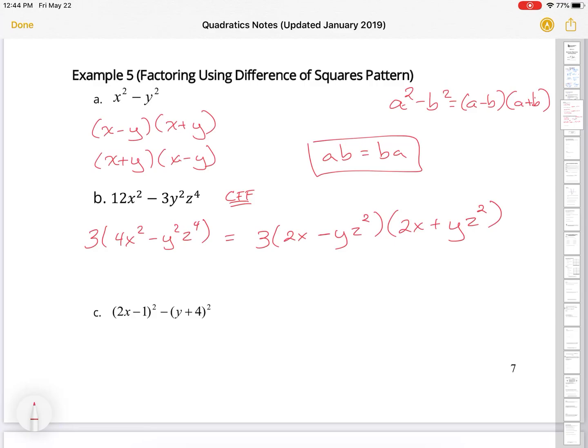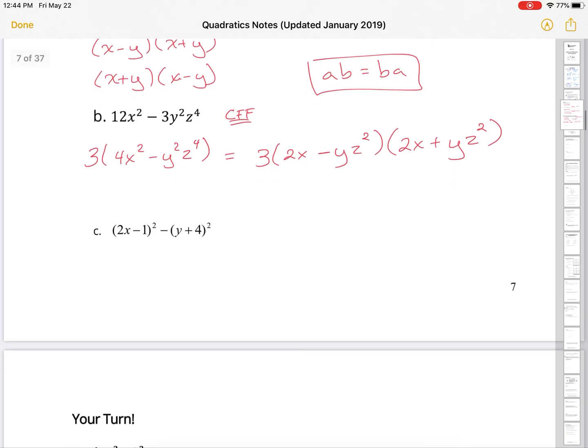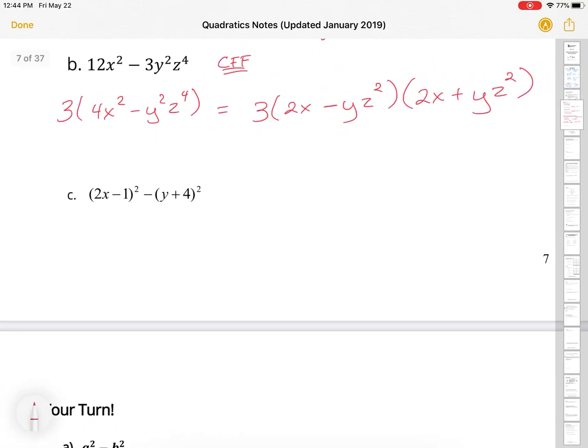Okay? Difference of squares. I think I like it because it's like a trick. I like little tricks to solve puzzles.